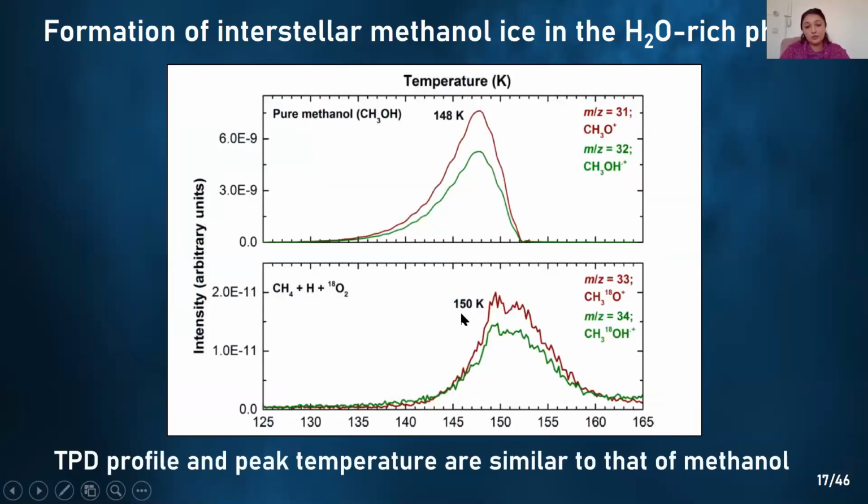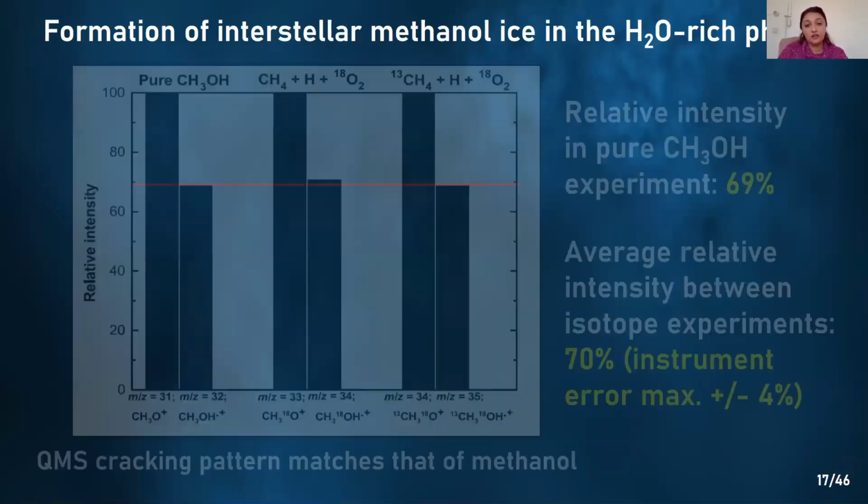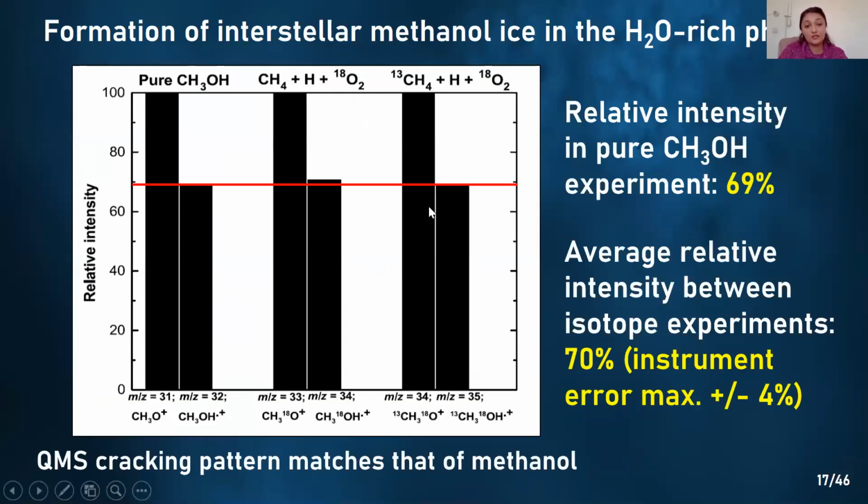The desorption temperature and profile seen in the experiment are similar to that of the pure sample. This 2 Kelvin shift is due to species like water, which has a higher binding energy than methanol. The QMS fragmentation pattern also matches nicely between the isotope experiments and the pure sample. This red line here is the average relative intensity between the isotopes, and you want to compare that to the intensity of the pure sample. You can see that this is actually within the instrument error of 4%.